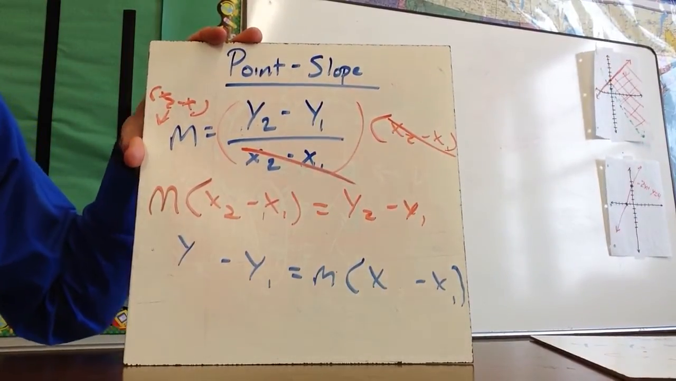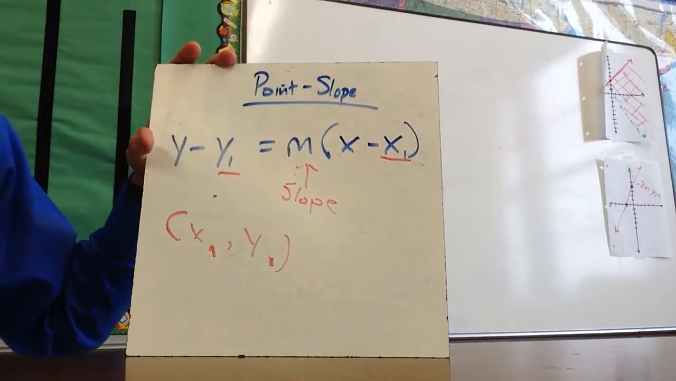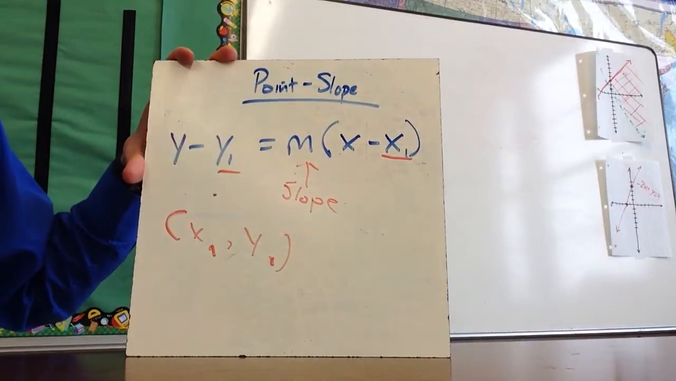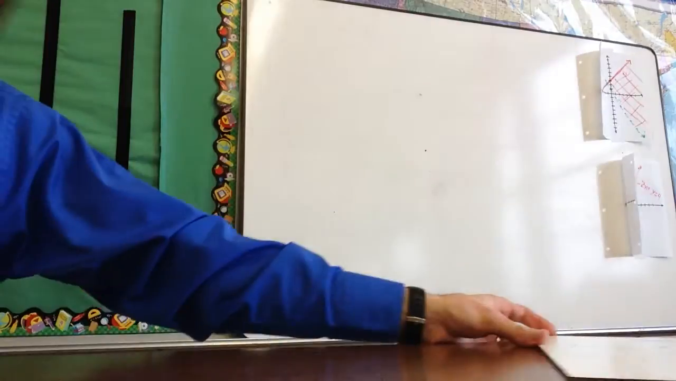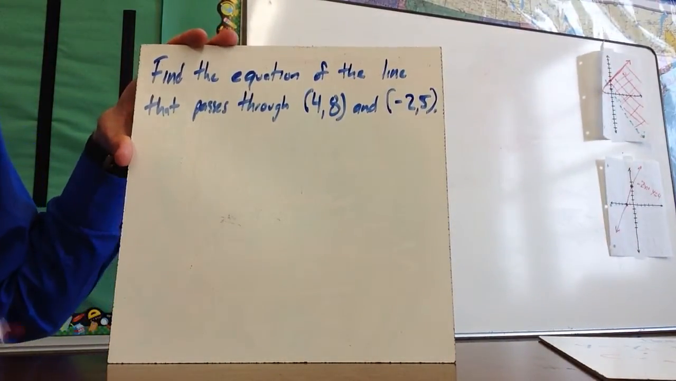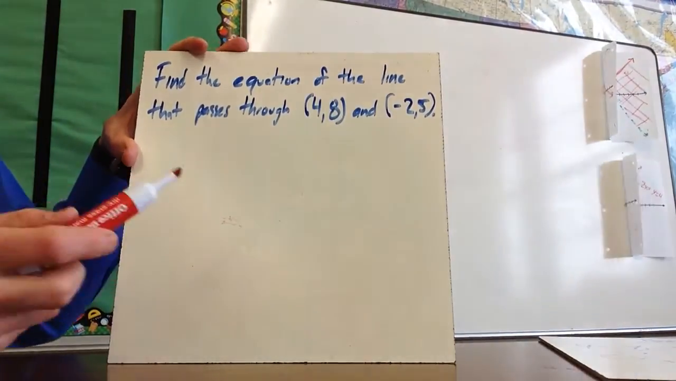So just keep in mind that this is not some kind of magical formula that came out of nowhere. Your point is this x1, y1, and the x and the y are just any other point along the line. So the question is, how would we use this? Let's take a look at a problem like this. Find the equation of the line that passes through 4,8 and -2,5.